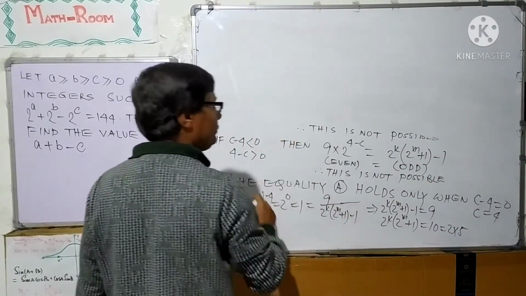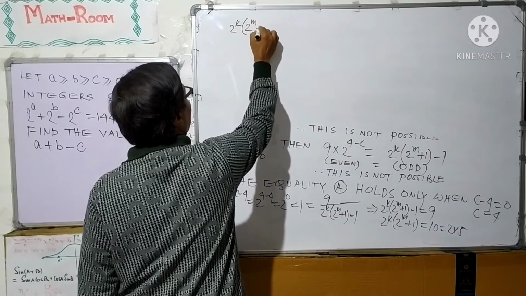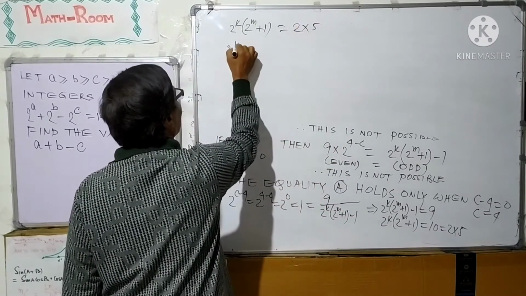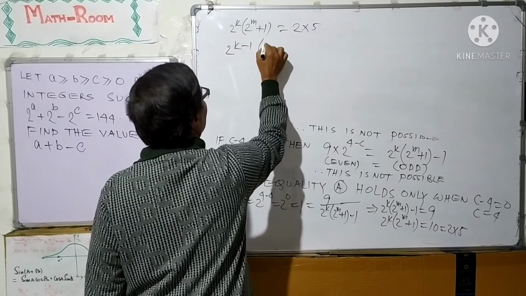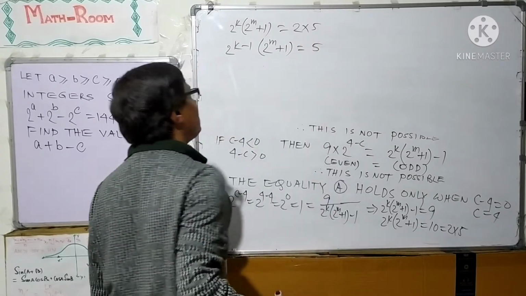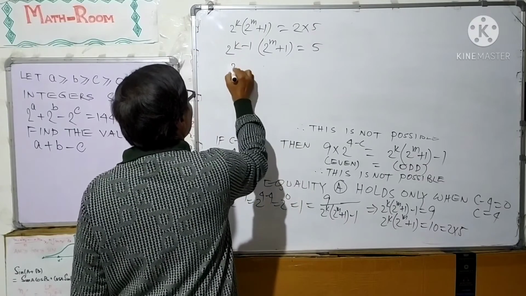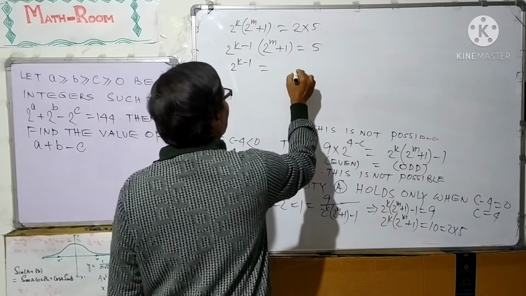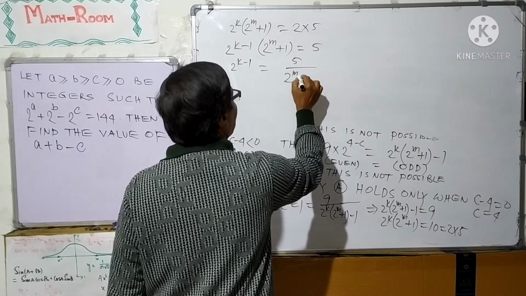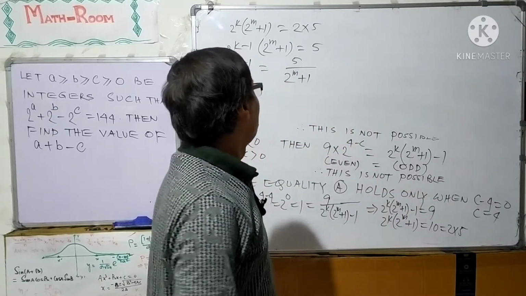Now, 2 to the power k into 2 to the power m plus 1 equal to 2 into 5. 2 to the power k minus 1 into 2 to the power m plus 1 equal to 5. So, 2 to the power k minus 1 equal to 5 over 2 to the power m plus 1.